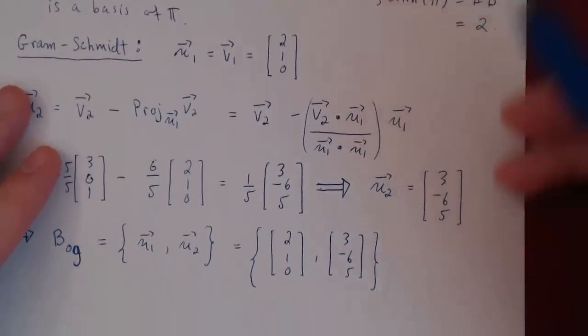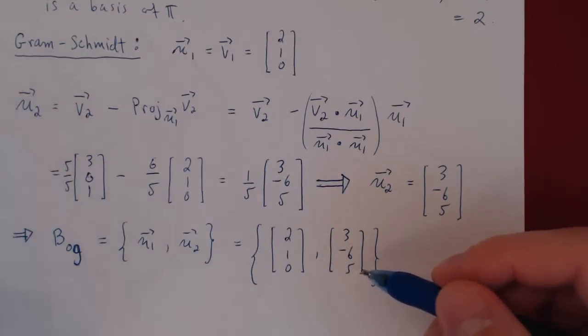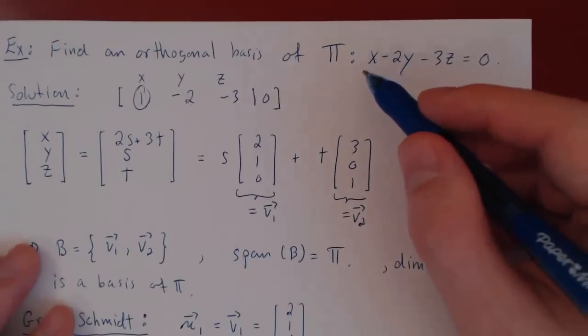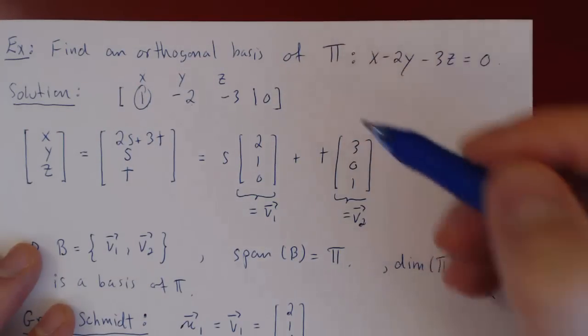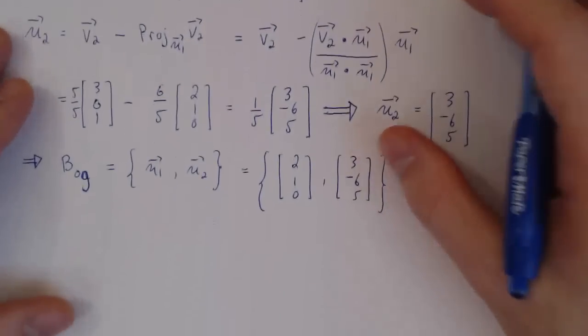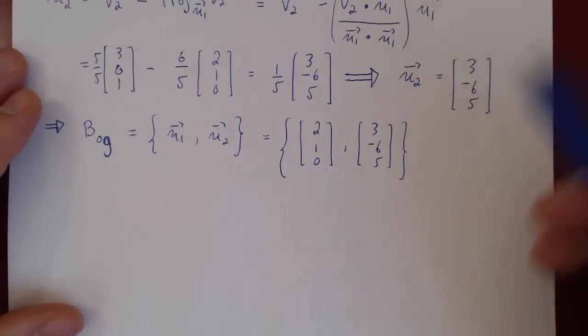So the vector or point (3, -6, 5) is a solution of the equation of the plane. Therefore, it is a vector slash point lying on the plane. And let's do one last little application.